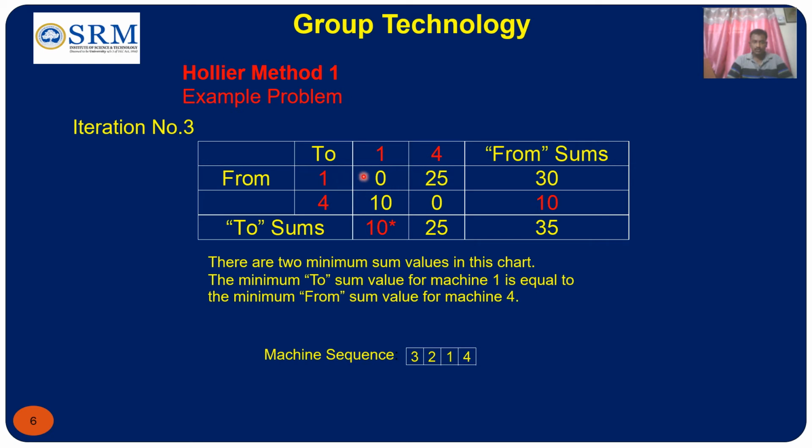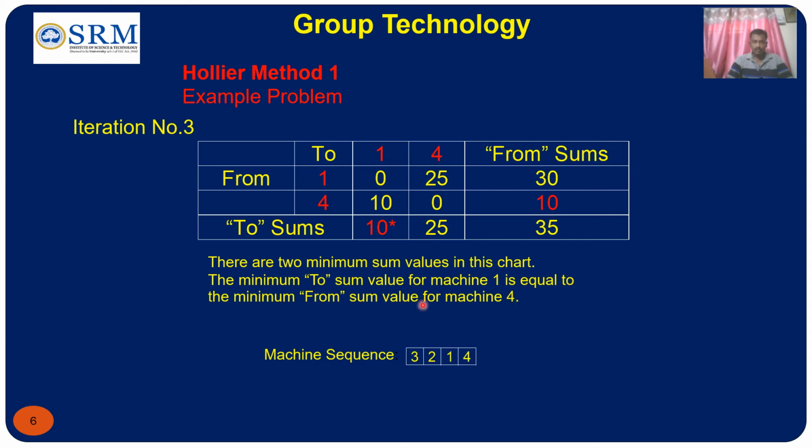We can see now we have to follow the same procedure, from sums and two sums. Now we can see there is a tie in two sums and the from sums. There are two minimum sum values in this chart. As per procedure, the minimum two sum value for machine 1 is equal to the minimum sum value for machine number 4. In that case, what do we have to do?